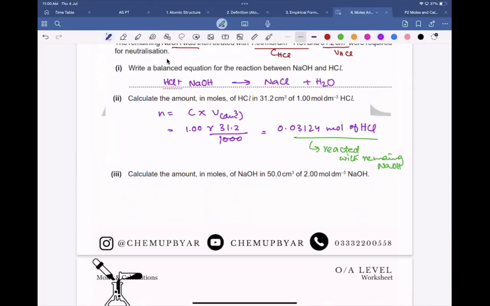Calculate the amount in moles of NaOH. These are the total moles of NaOH, right? Yes, sir. So the concentration is 2.00, volume is 50 divided by 1000. We get 0.1 mole of sodium hydroxide.